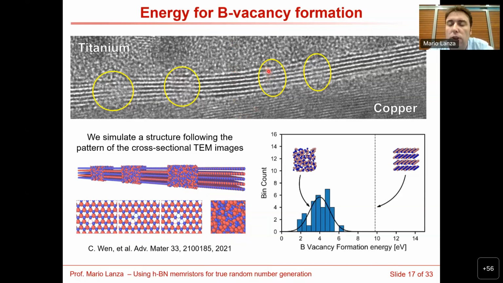We are trying now with the supercomputers here at KAUST, so we are working on this. When you do this, you don't know very well the chemical composition of these things. Anyway, as I mentioned, there may be boron, nitrogen, and atoms from the electrodes. But if you look closer here, this is a TEM image.